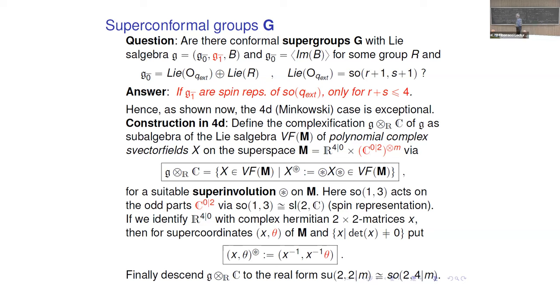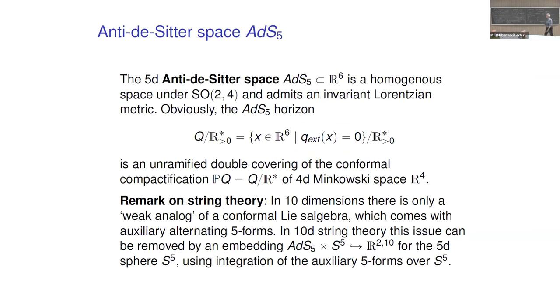It's densely defined. And you make this definition, and what pops out is exactly the conformal supergroup you're looking for with the desired properties. So this group exists. A key point, which I mention regarding anti-de Sitter and string theory, is probably only interesting for physicists. Physicists very often consider the anti-de Sitter space, which appears in 10-dimensional string theory, but the anti-de Sitter space is a double cover of this conformal compactification I explained before.